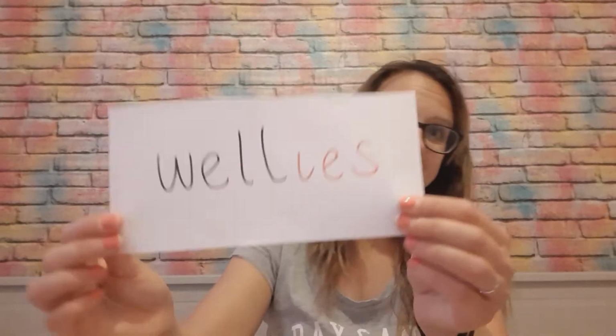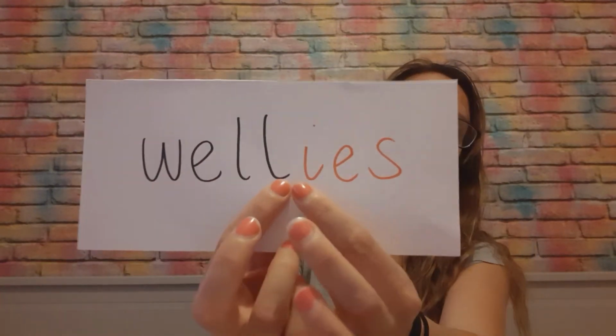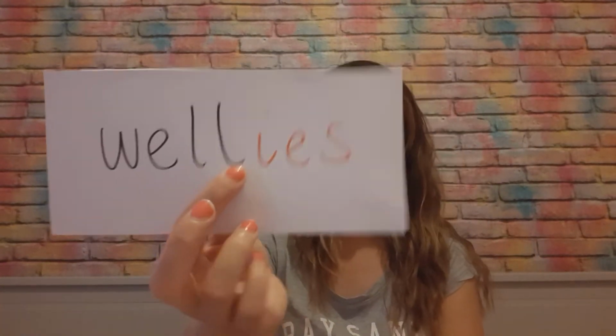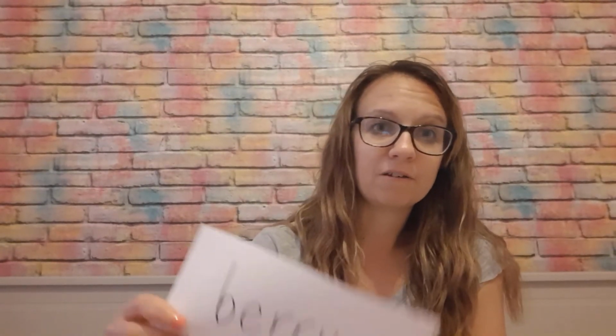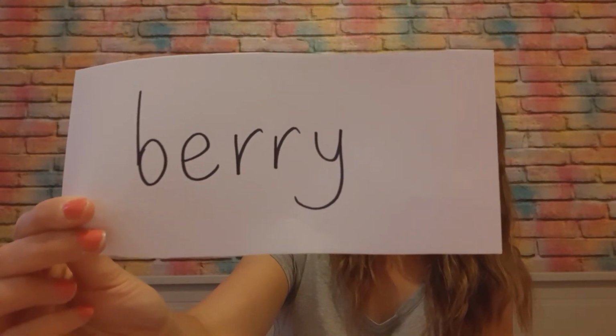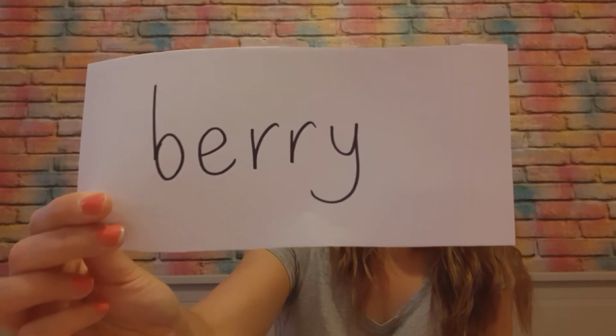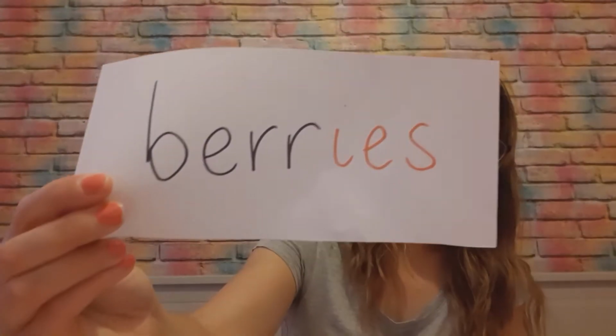Let's check if you got it right. There you go. You've kept that root bit and then we've changed that Y to the IES. Okay, let's do another one. So on the plant there was a berry. How would I write berries? Pause the video and write the word berries. Now let's check it. Excellent, well done. So we have learned that rule.